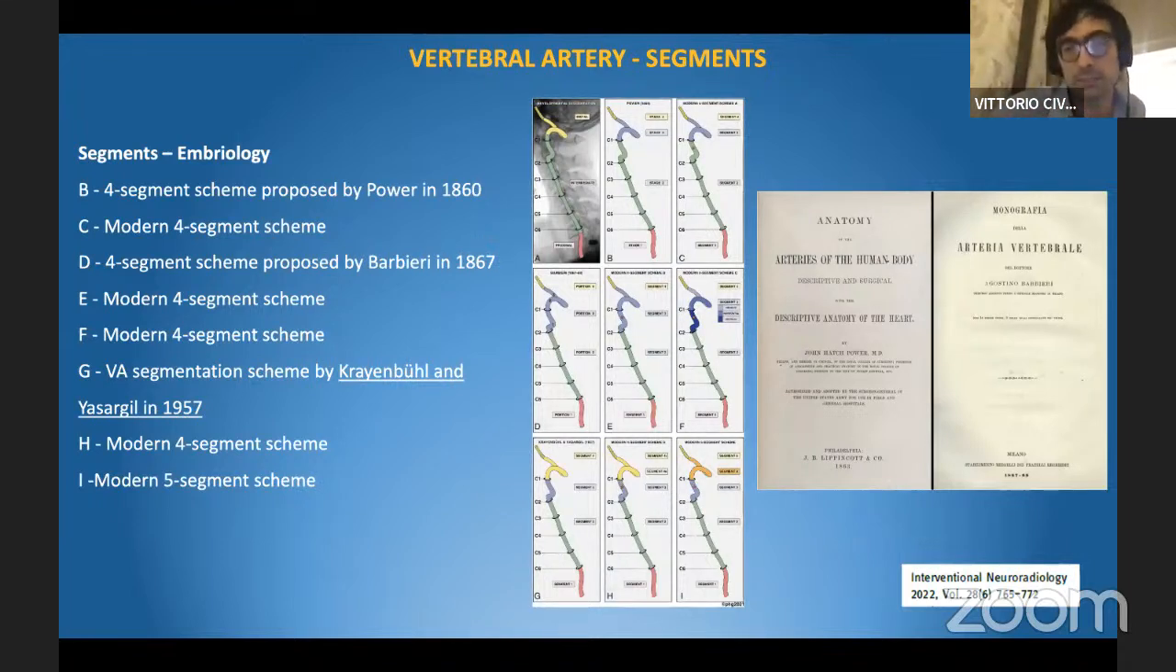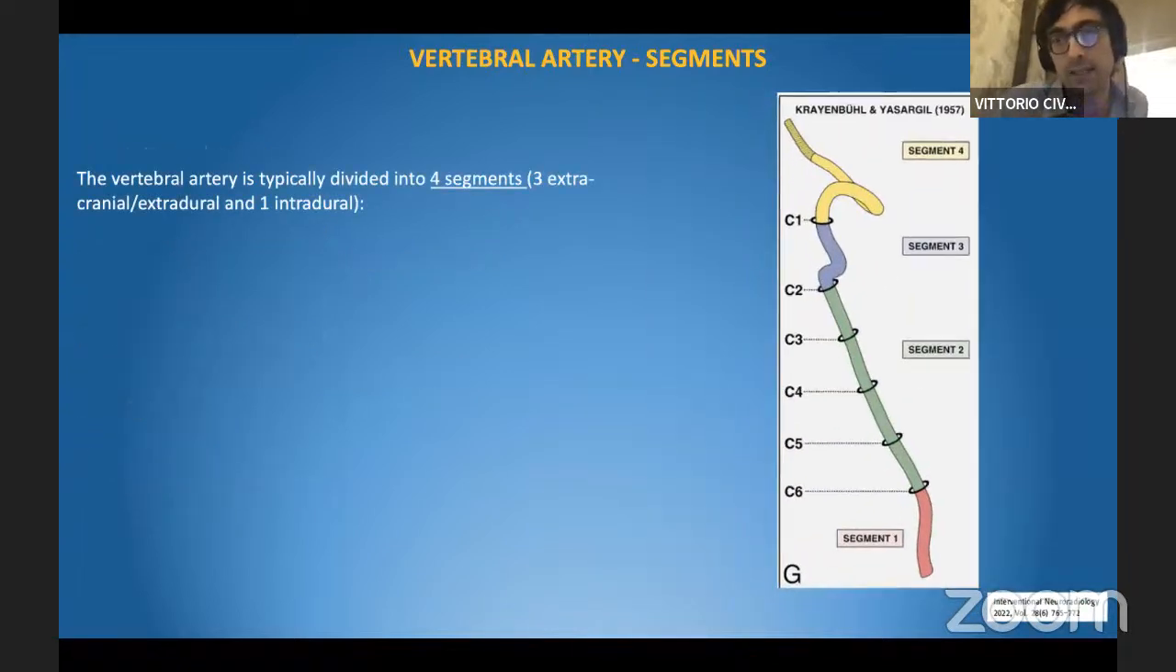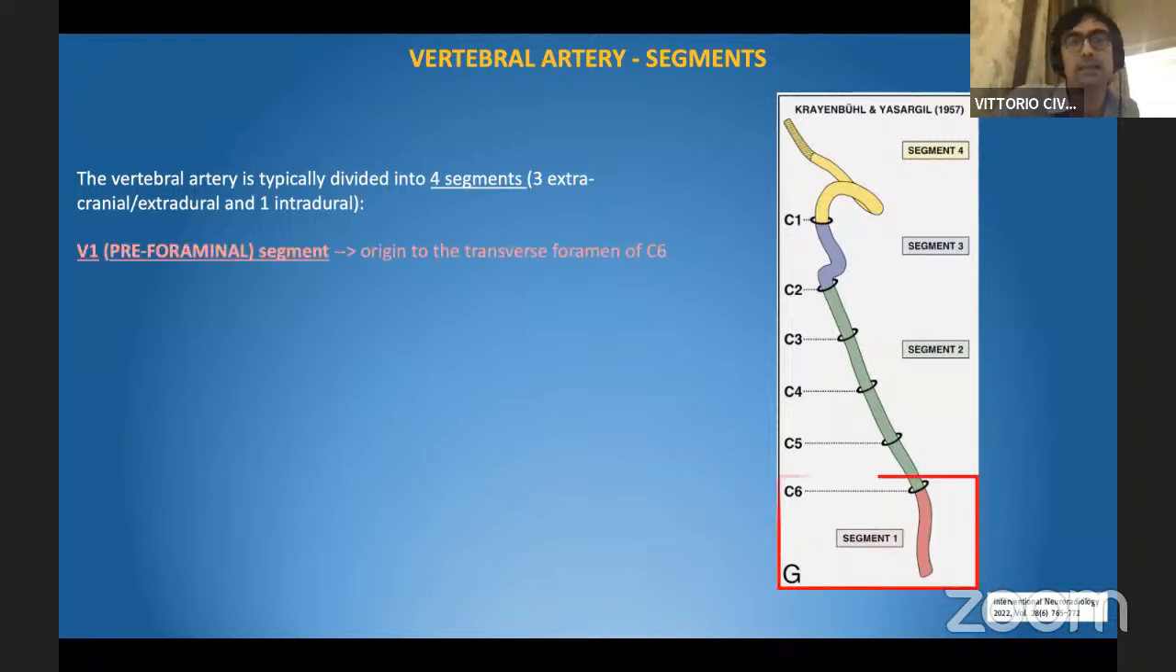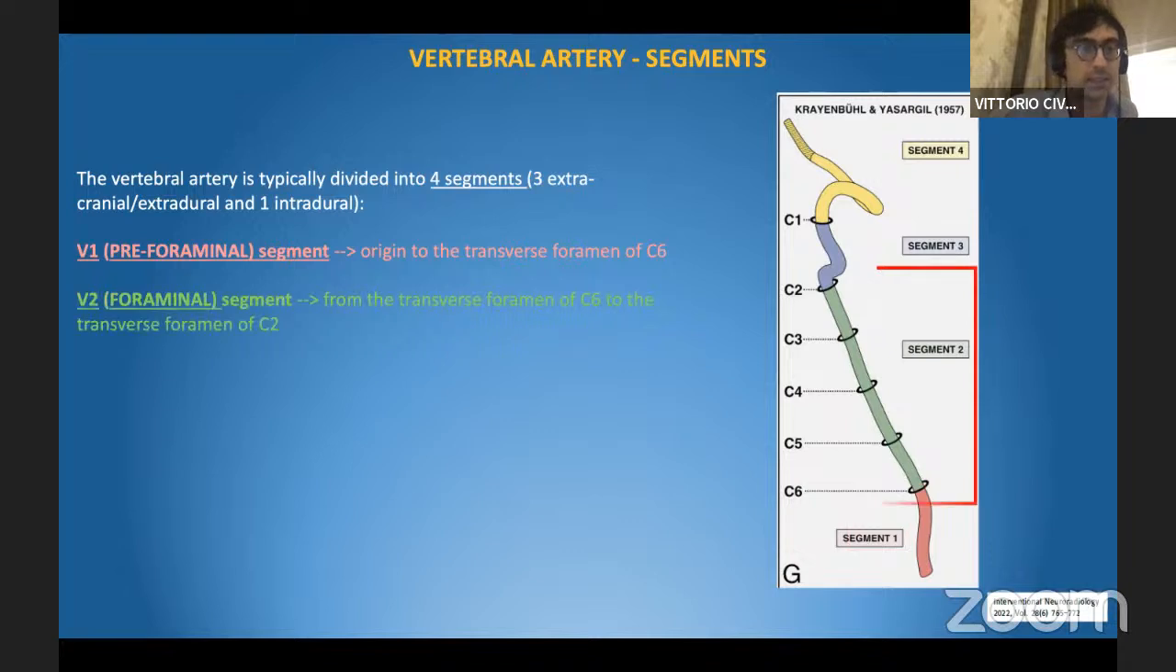Going a little bit deeper into the segmentation, there have historically been several proposals for segmentation of the vertebral artery, and we can identify this segmentation as the one most used today. We identify four segments of the vertebral artery, the so-called V1 or preforaminal segment, which goes from the origin to the transverse foramen of C6.